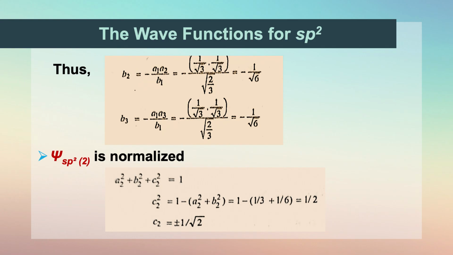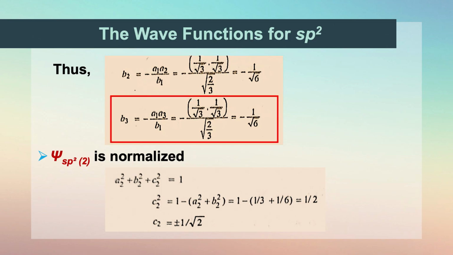Based on this, we can calculate the values of b2 as well as b3. b2 is equal to minus a1 a2 divided by b1. Substituting the known values, we get b2 is equal to 1 by root 6. Similarly, b3 equal to minus a1 a3 divided by b1, that is equal to minus 1 by root 3 times 1 by root 3 divided by root of 2 by 3. And this leads to the value of b3 as minus 1 by root 6.